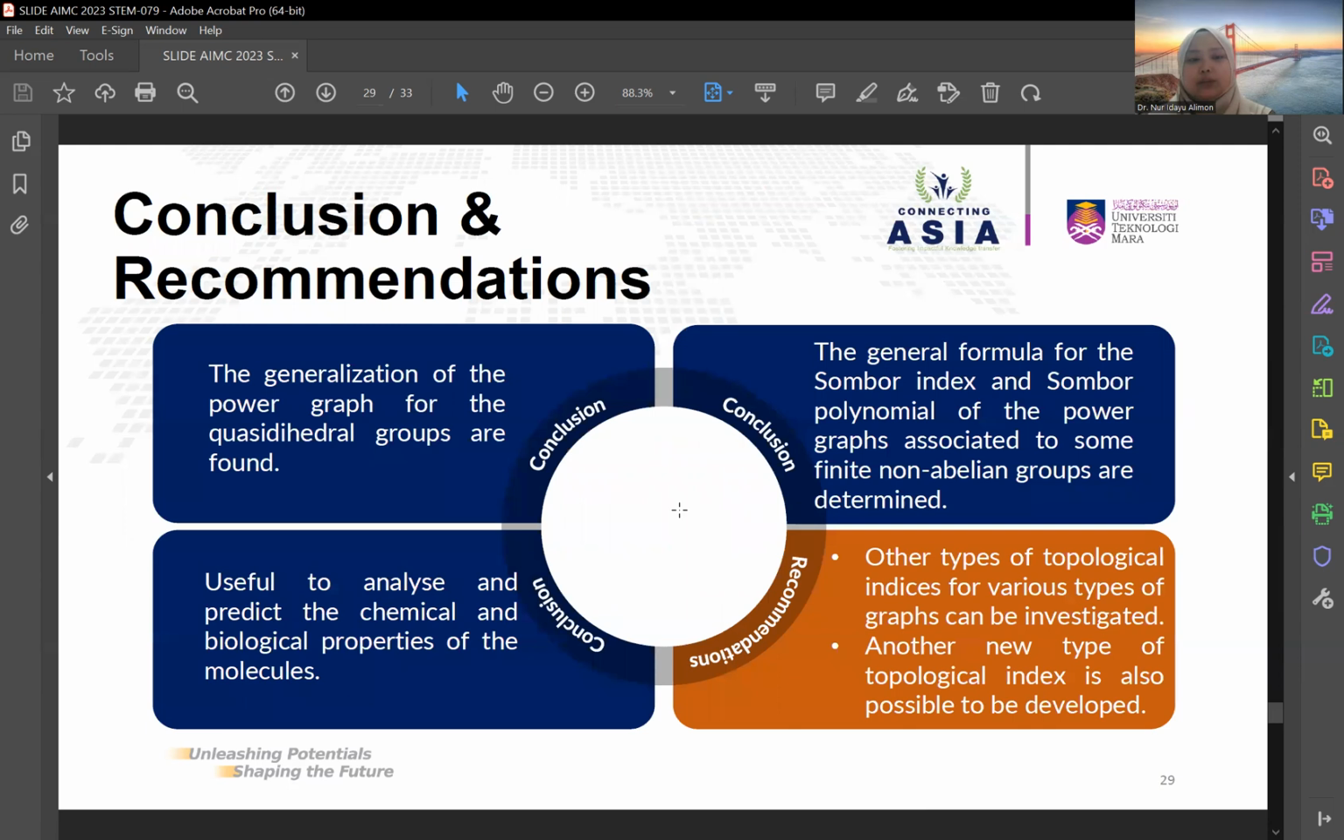And then conclusion and recommendation. So in this study, the generalizations of the power graph for the quasi-dihedral groups are found, and then the general formula for the Sombor index and Sombor polynomial of the power graph associated to some finite non-abelian groups are determined, and the results are very useful to analyze and predict the chemical and biological properties of the molecules. Some recommendations are that other types of topological indices for various types of graphs can be investigated. And then another new type of topological index is also possible to be developed.